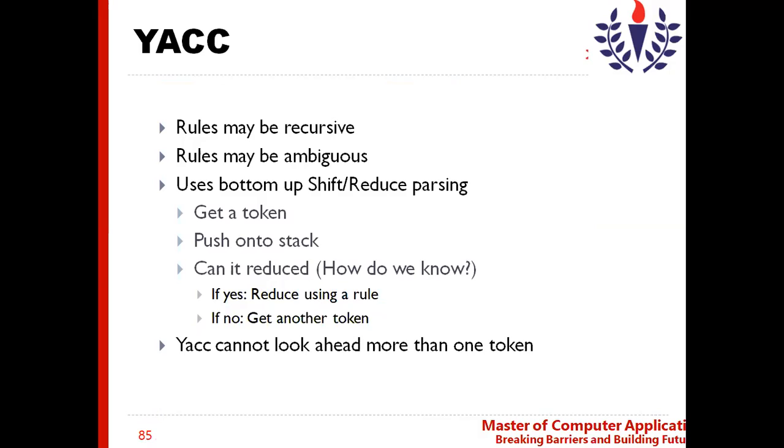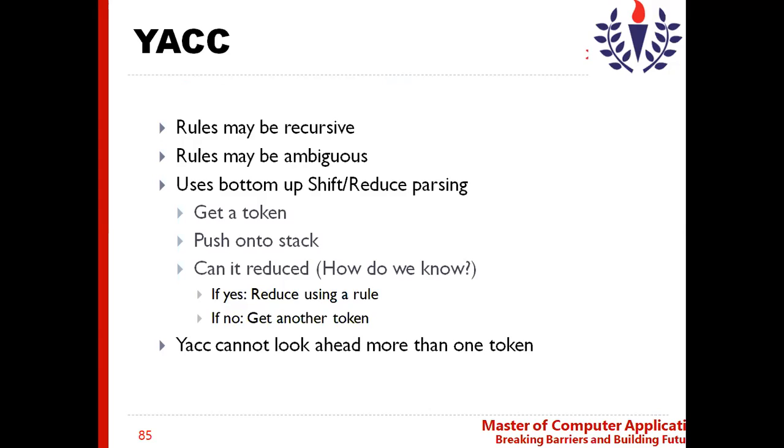So when you see the Yacc rules, they may be recursive. We have seen that the Yacc grammar is having recursive grammars. It might be left recursive or right recursive, and the rules may be ambiguous grammars. So we have seen the ambiguous grammars also, wherein Yacc is struggling to parse those grammars.